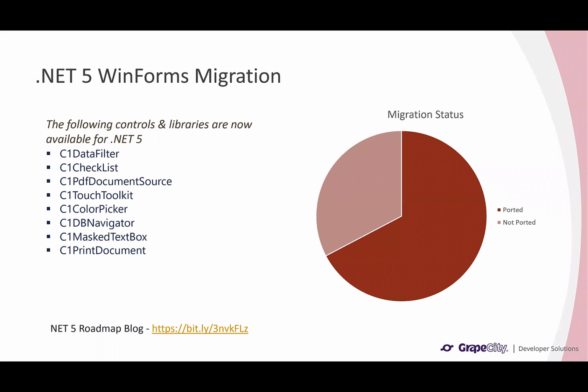As we continue to migrate more controls to .NET 5 this release, the following controls are now available. The data filter, checklist, PDF document source, touch toolkit, color picker, DB navigator, mask text box, and print document. And C1 document, Flex report, and Flex viewer are out of beta and ready for production. We're now at about 66% migrated to .NET 5 after 3 major releases, and we plan to port even more of our controls in the next V3 release, including C1 TreeDB Grid. You can check out the full .NET 5 roadmap at this link on your screen.